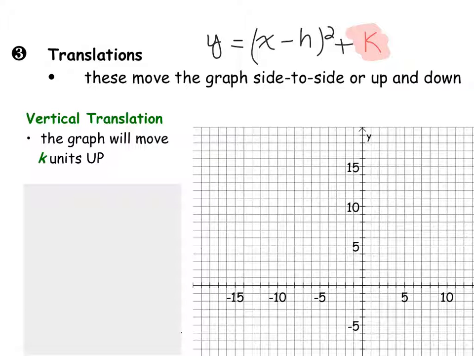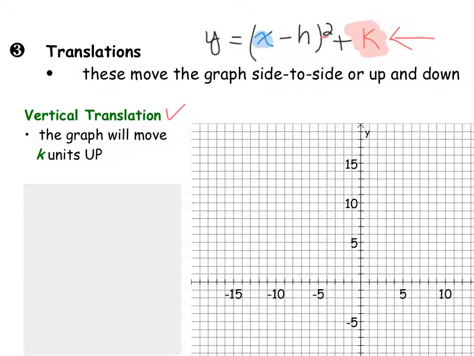So look carefully at where that value that's being added or subtracted is, whether it's inside the bracket or outside the bracket. For instance, if I see a value outside any brackets that doesn't have the square applied to it, then I know that I have a vertical translation. And that means that the graph is going to move k units up.